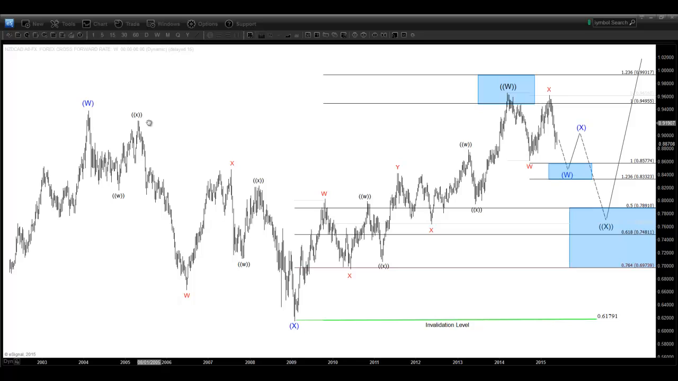This pair is not part of the 42 instruments that EWF currently covers, but this should be able to illustrate how we approach our analysis.